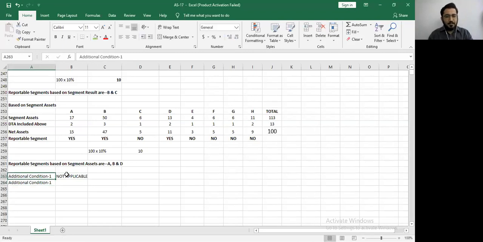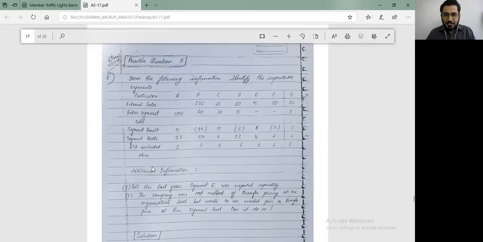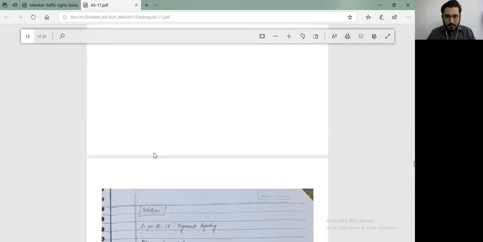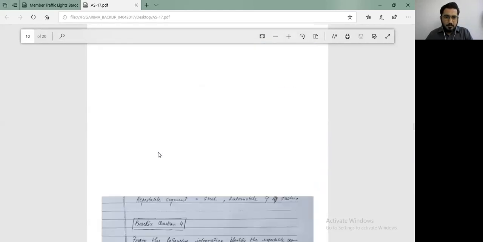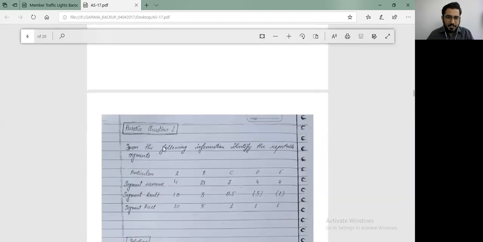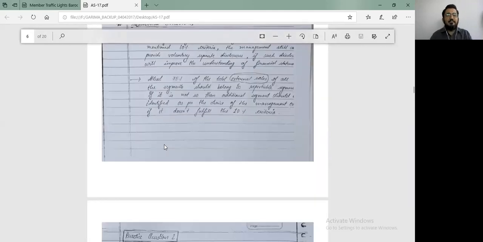Are you understanding? Okay, now additional condition 2 is very interesting over here. Let's read it again. At least 75% of the total external sales of all the segments should belong to reportable segments. If it is not so, then additional segments should be identified as per the choice of the management, even if it does not fulfill the 10% criteria.